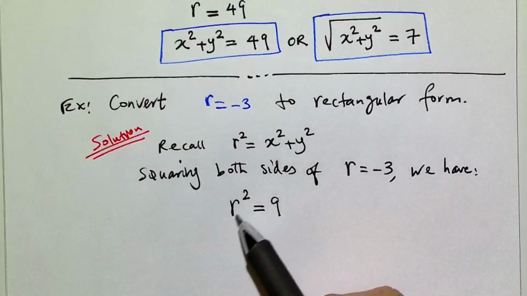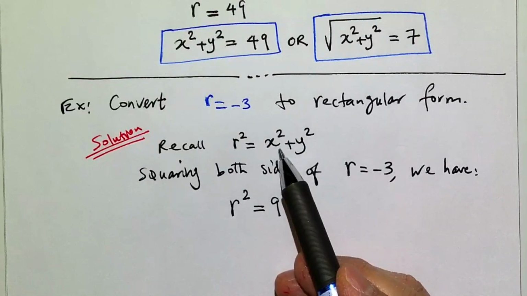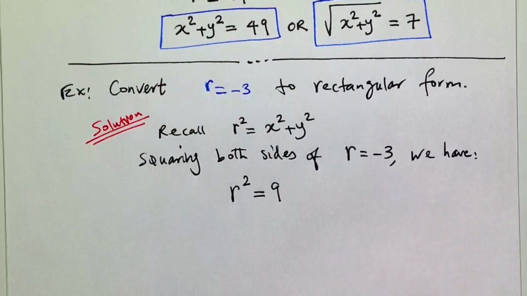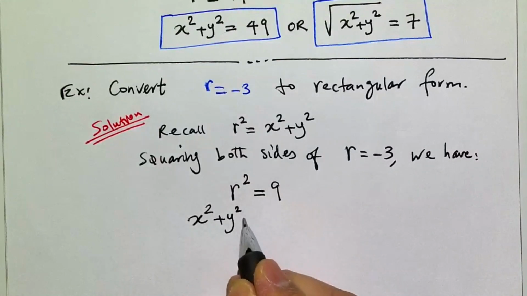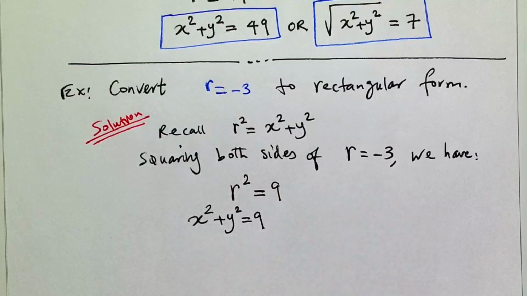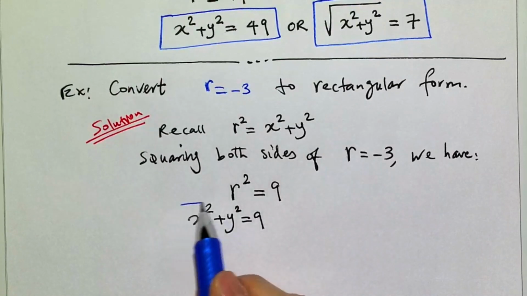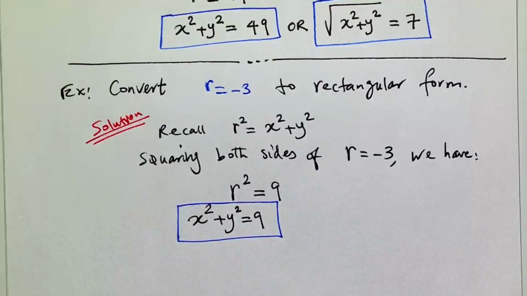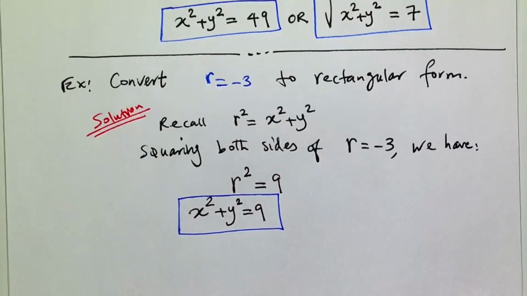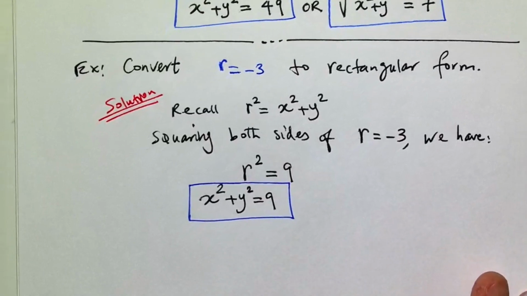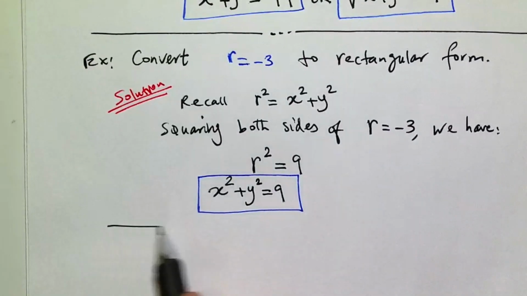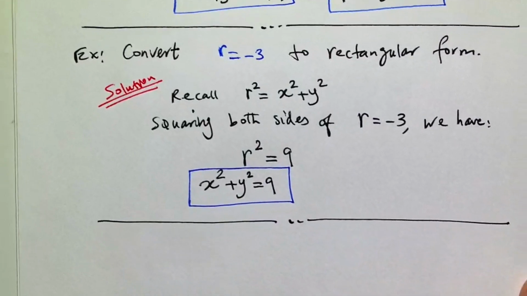So now, simply on the left side, plug in its equivalent in the rectangular coordinate system. So we have x squared plus y squared equals 9. And this equation, of course, represents that circle, right, with a radius 3, centered at the origin. We're familiar with that from Math 126. Okay.